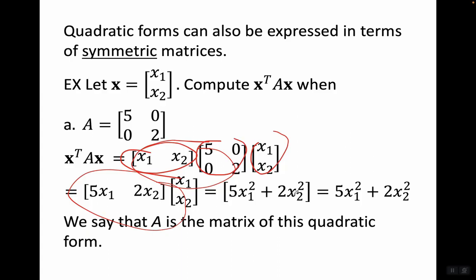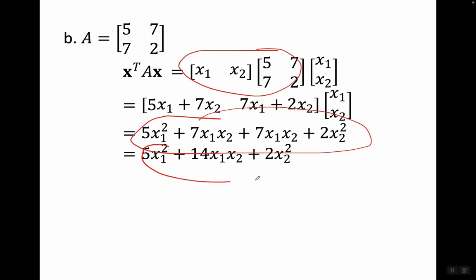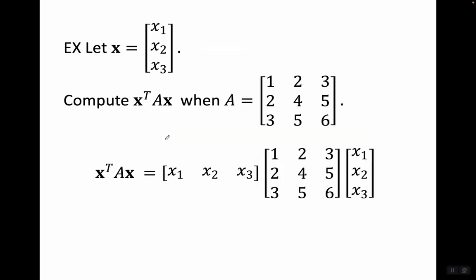To be honest, usually when we're dealing with quadratic forms and matrices, we just blow off the brackets and write it like this. And we say that A is the matrix of this quadratic form. How about A equals 5, 7, 7, 2? X transpose Ax is going to look like this. Multiply these two together, and we end up with 5x1 plus 7x2, 7x1 plus 2x2 times x1, x2. Multiply it out, and we get 5x1 squared plus 14x1x2 plus 2x2 squared.